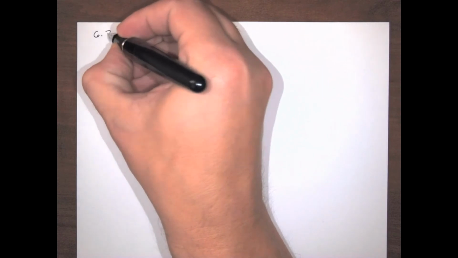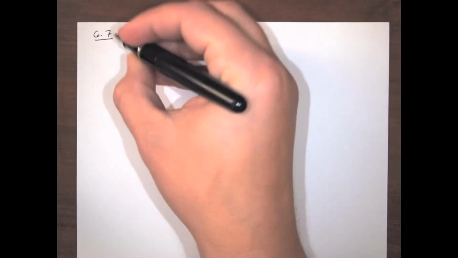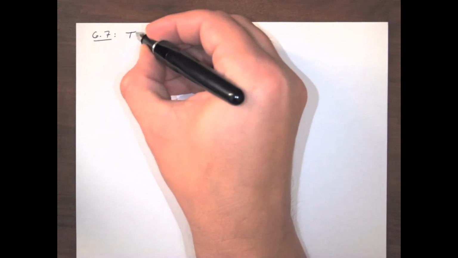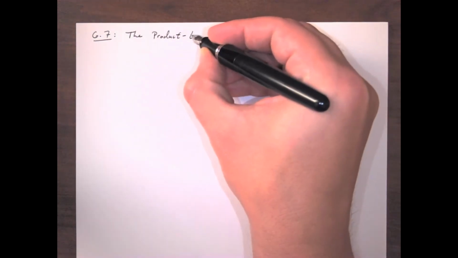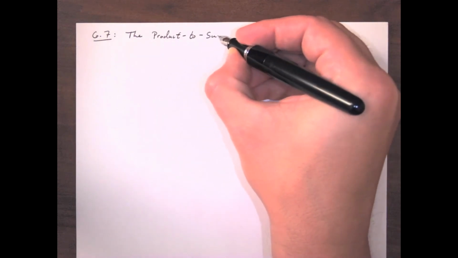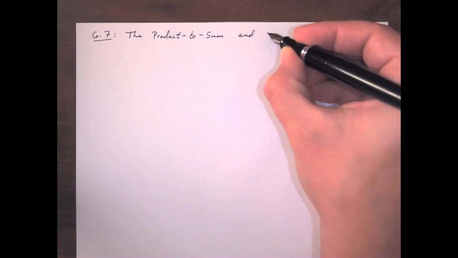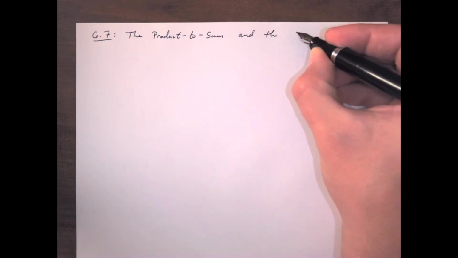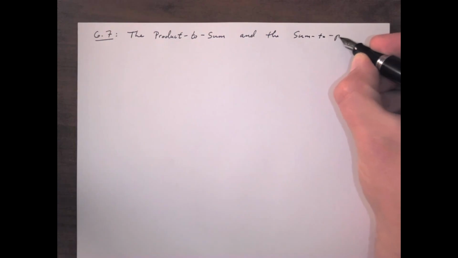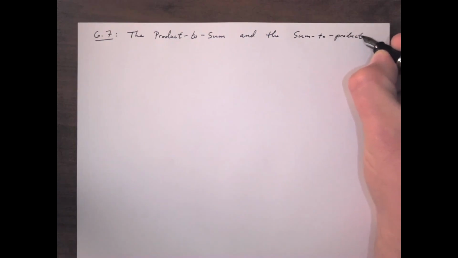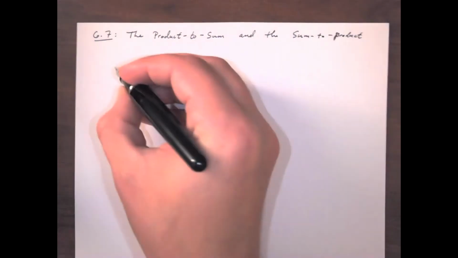And for the final installment of this lesson, we have one more category of formulas, and these are what are called the product to sum and the sum to product formulas.